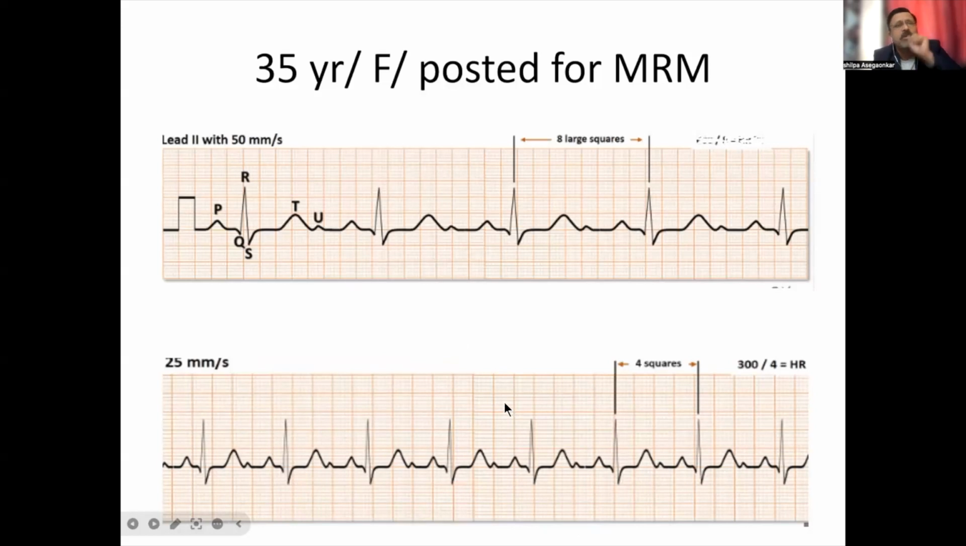So whenever you look at an ECG, the first thing that you must look at is whether the speed is proper and whether the calibration is proper. When these two things are proper, only then should you comment on the ECG. That is very, very important.